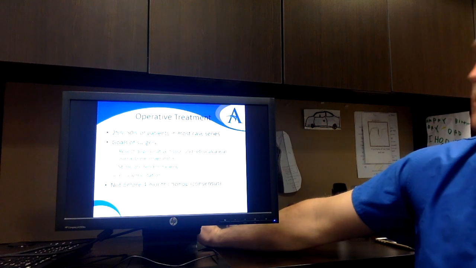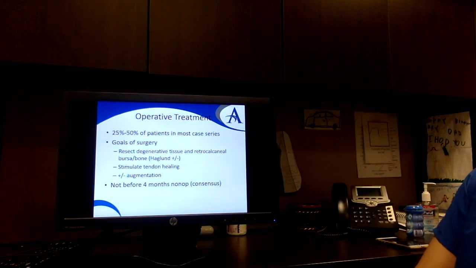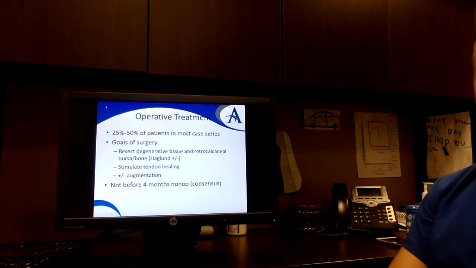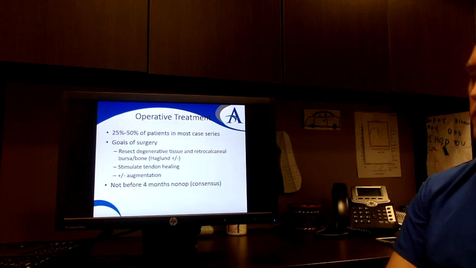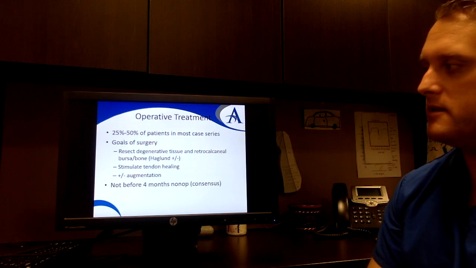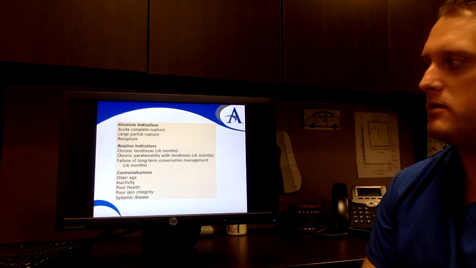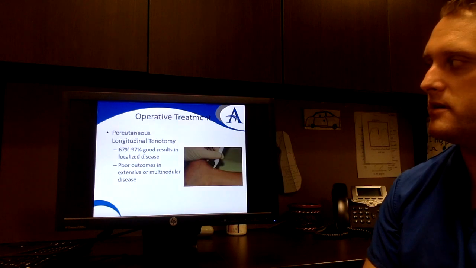Goals of surgery are to resect the mucoid tissue, the damaged tissue that's leading to the degeneration. You want to do this after at least 4 months of conservative treatment, depending on the timing of the injury. So absolute indications for surgery are going to be obviously ruptures. A relative indication is tendinosis over 6 months, and then contraindications are poor health and poor skin integrity.